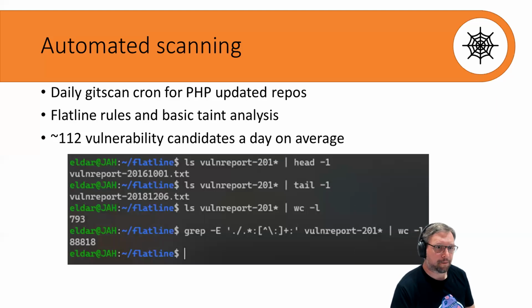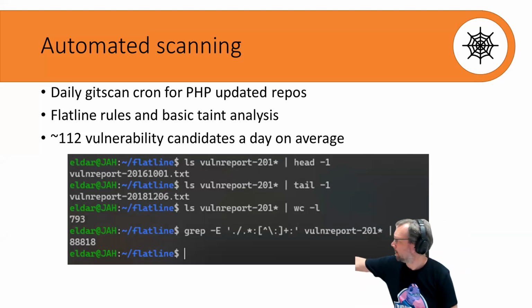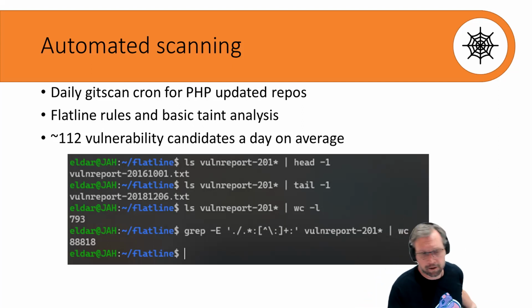And back in the day, many years ago now, I used to run a scan every day that would look at updated PHP repos. It would run the Flawfinder rules and do some basic taint analysis. I started this, as you can see from the lines here, on the 1st of October 2016, and I finished this on the 6th of December 2018. It didn't run every day, although I think some days it skipped, but it's a bit over 2 years, or 793 days in total I had output for.